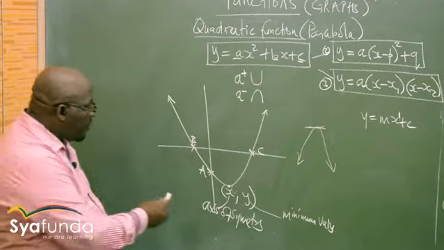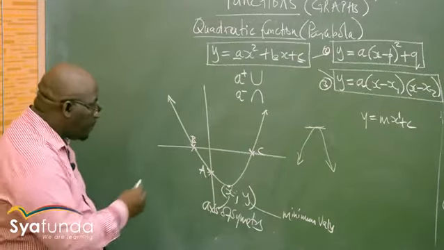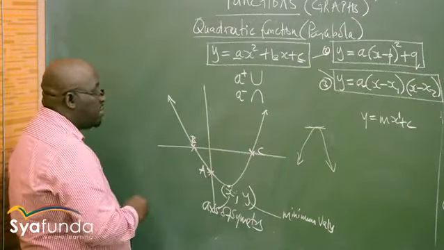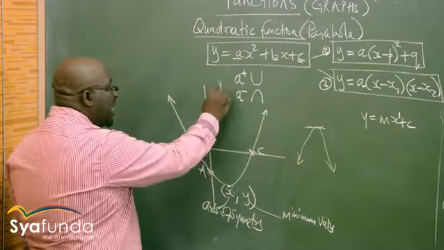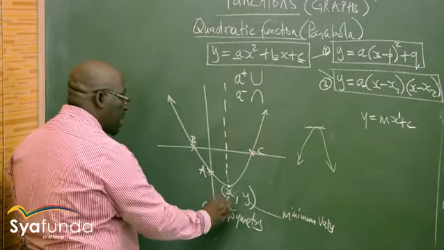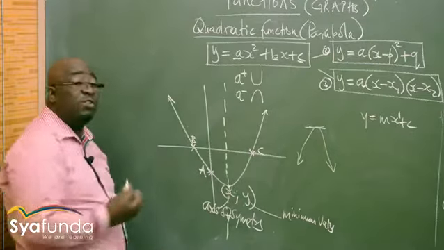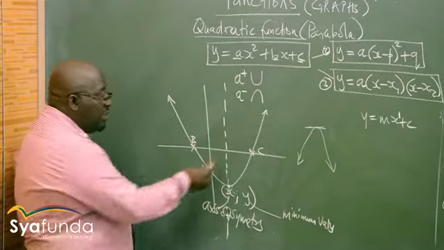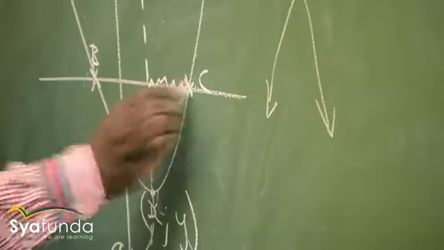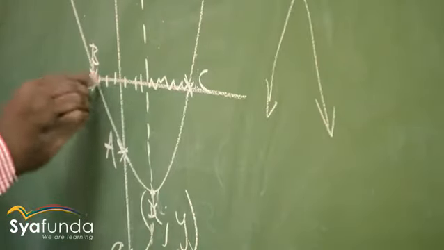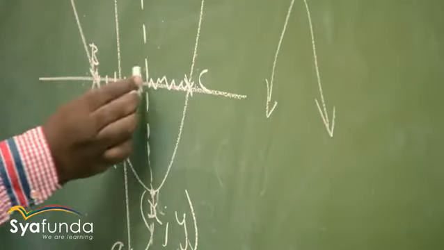Right. Let's come back to the axis of symmetry. Remember, this is the line that cuts the graph into two equal halves. Yes, it cuts the graph into two equal halves. What does this tell us? The distance from here to here will be the same as this distance from here to here. So from here to here is the same as from here to here.